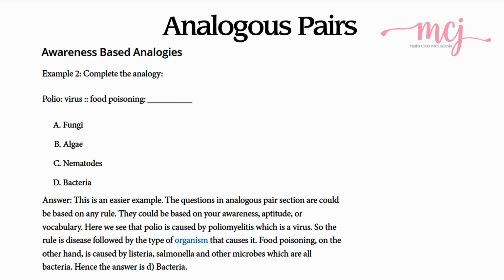Here we see that polio is caused by poliomyelitis, which is a virus. So, the rule is disease followed by the type of organism that causes it. Food poisoning, on the other hand, is caused by listeria, salmonella and other microbes, which are all bacteria. Hence, the answer is D, bacteria.